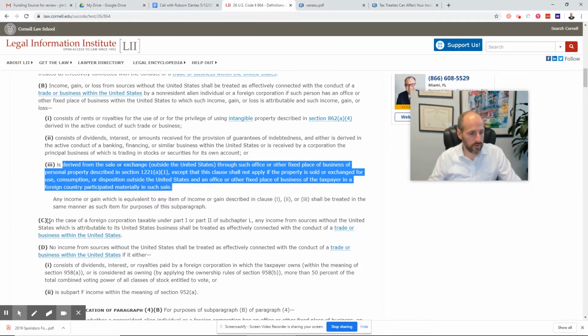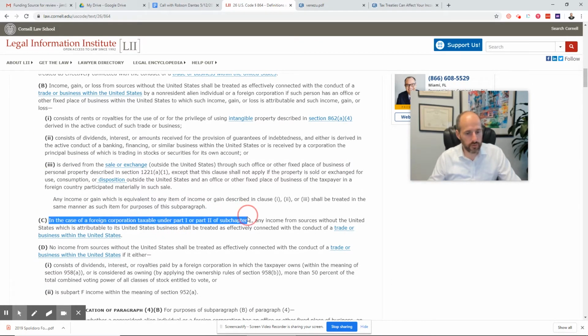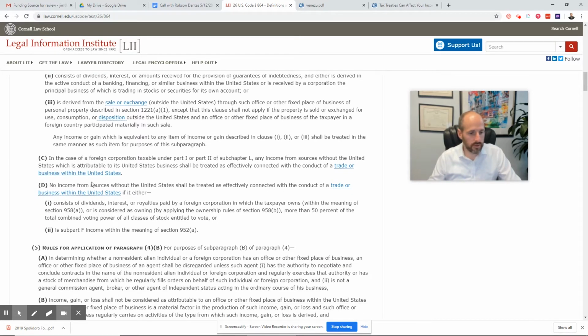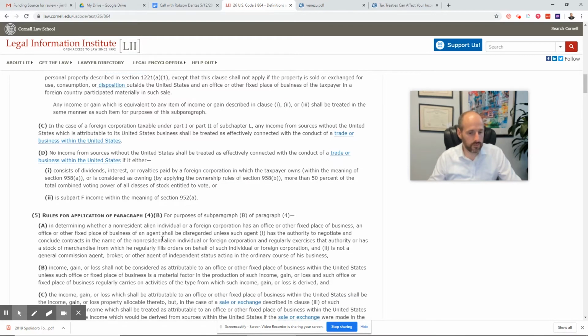Then we go down here. In the case of a foreign corporation under parts 1 or 2 of subchapter L, any income from the United States without... subchapter L is for insurance companies. No income from sources without the United States shall be effectively connected income if it consists of dividends or royalties paid by a foreign corporation. Okay, that doesn't apply either.